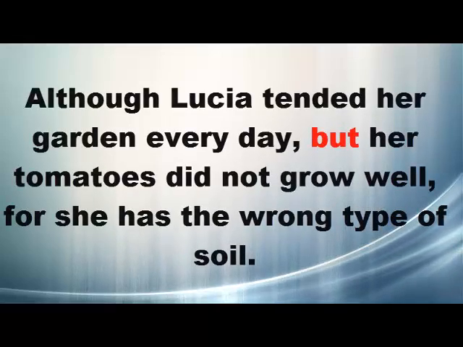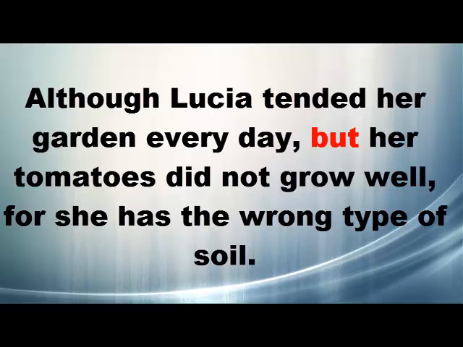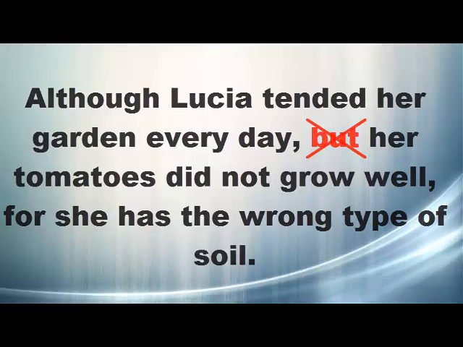A common mistake writers make when creating compound complex sentences is throwing in extra coordinating conjunctions, as in this sentence. Although Lucia tended her garden every day, but her tomatoes did not grow well, for she has the wrong type of soil. Here, the coordinating conjunction but is distracting to readers. Let's take a look at some more compound complex sentences.